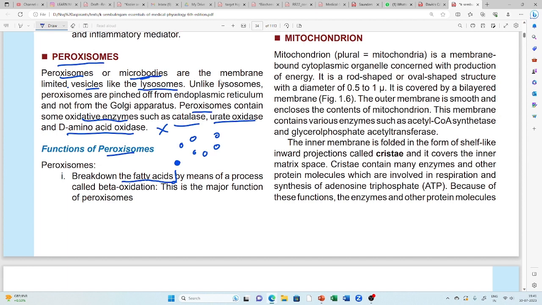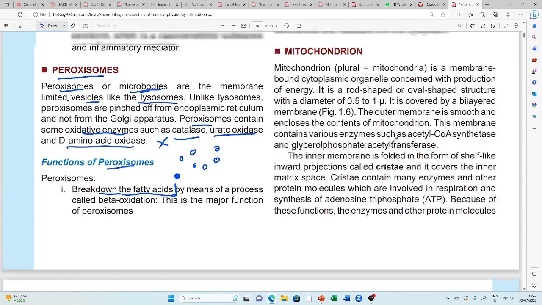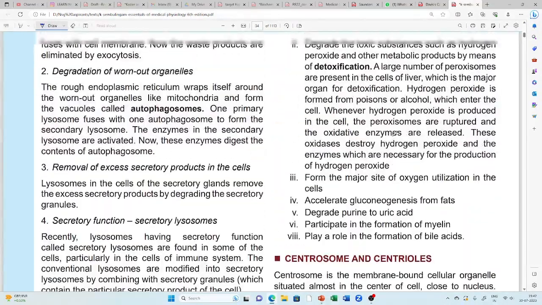No need to memorize everything, just read it and make it short. Okay, the first function is breakdown of fatty acid. We will eat fatty acid rich food, and from that it will be absorbed into our blood. It should be broken down into smaller molecules. This breakdown of fatty acids is done by peroxisome. Okay, this is the first function. Some more functions are there.